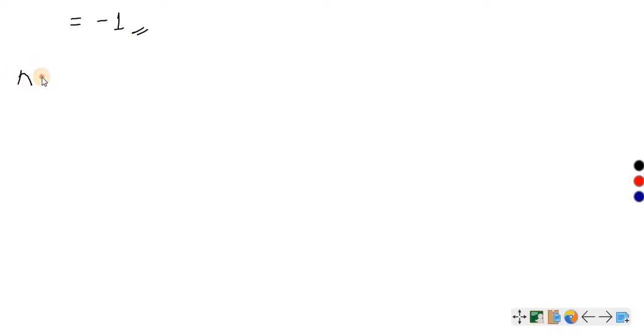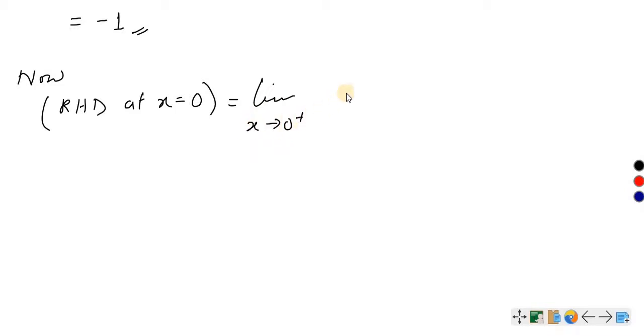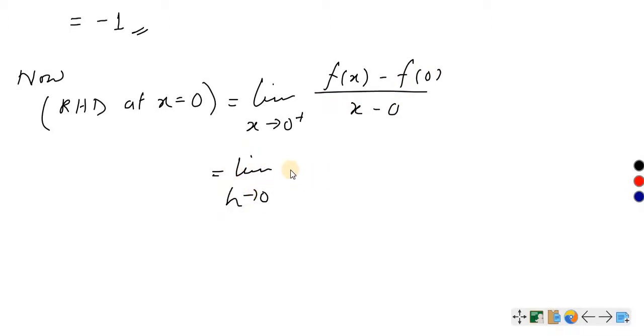Now let us check the right hand derivative. RHD at x equals 0 again. This will be equal to limit x approaching 0 plus, f of x minus f of 0 over x minus 0. So this can be written as limit h approaching 0, and here f of c plus h, so I will be writing 0 plus h minus f of 0, over 0 plus h minus 0.